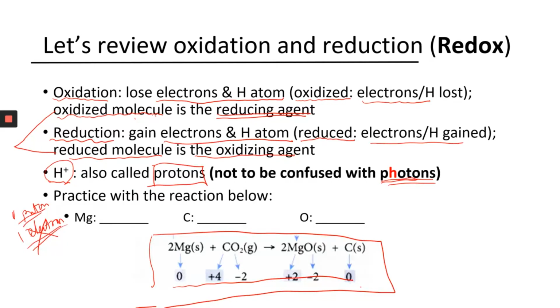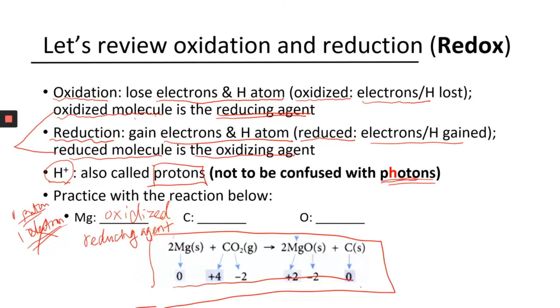Okay, so magnesium. In the end, magnesium carries a positive charge, right? That means it has already lost 2 electrons. So magnesium is oxidized. Now, magnesium reduces the other molecule, right? Because it passes its electrons to the other molecule. So magnesium is considered a reducing agent because it reduces the other molecule.